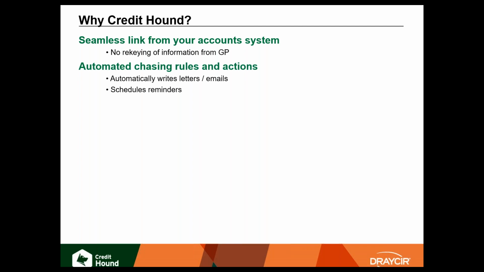I can then set up some rules and actions in Credit Hound, which will automatically send out a letter, i.e. it's going to print it out, or it's going to automatically send out an email. How does it know which to do? Well, basically, it's going to go back to GP, see if there's an email address, send it out by email. If there's no email address, then it will print it out.